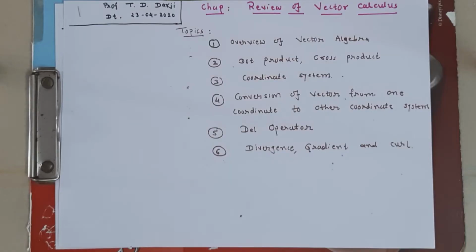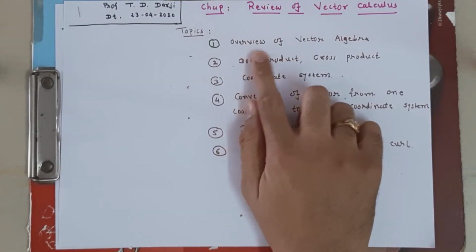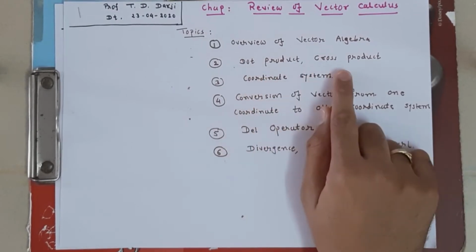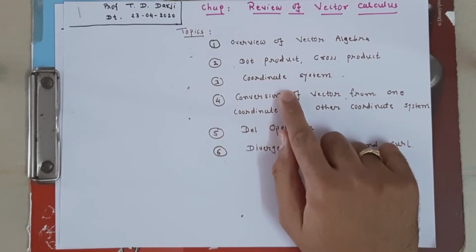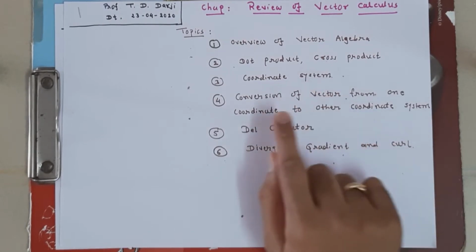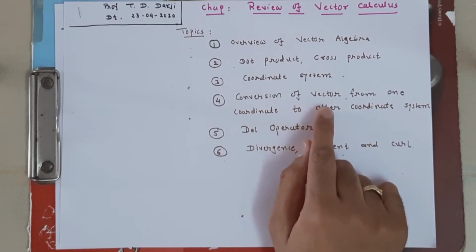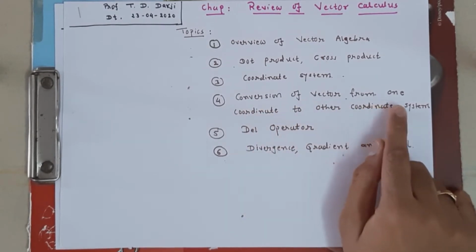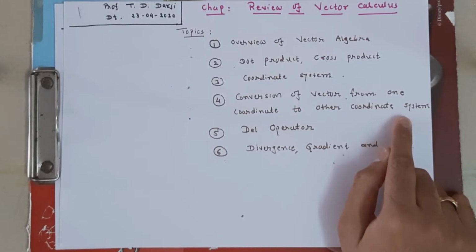Hello. Till now we discussed the overview of vector algebra, dot product and cross product, and different coordinate systems. It has been noted that there are three different types of coordinate system: first Cartesian, second cylindrical, and third spherical. Then we also discussed how to convert a point and a vector from one coordinate system to another.